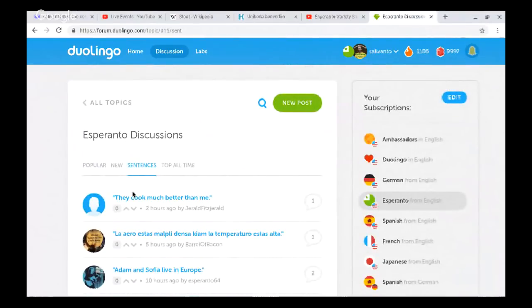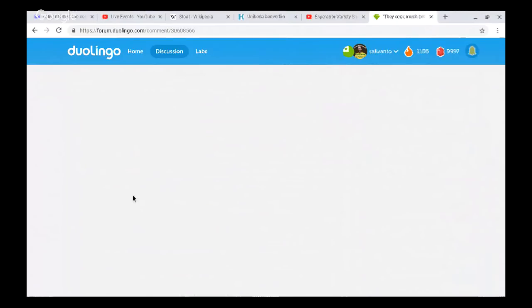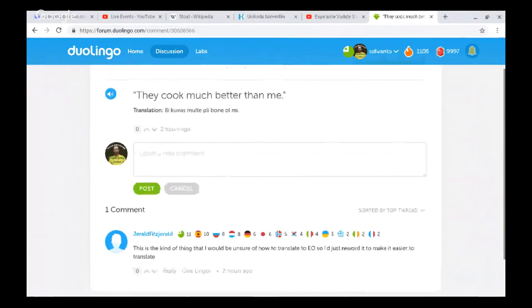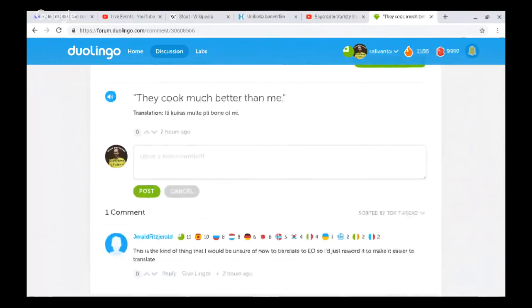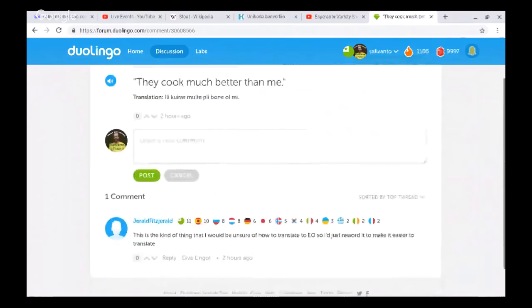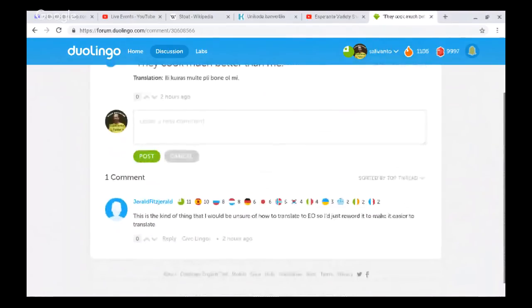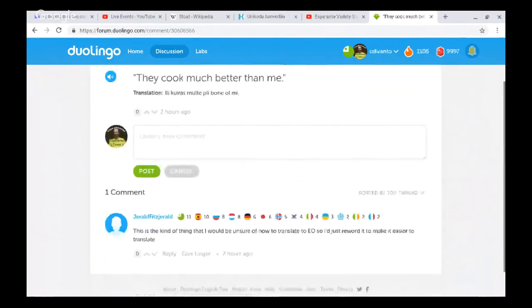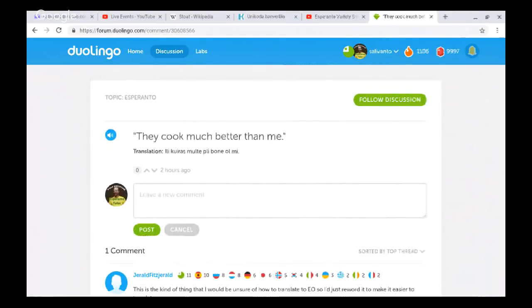Like, here's somebody: "They cook much better than me." I don't understand that question. This is the kind of thing that I would be unsure of how to translate into Esperanto, so I just reworded to make it easier to translate. They cook much better than me. Ili kuiras multe pli bone ol mi. I don't understand the confusion there. That's the one problem I have: sometimes when I say I don't understand somebody's question, people will give me a thumbs down.